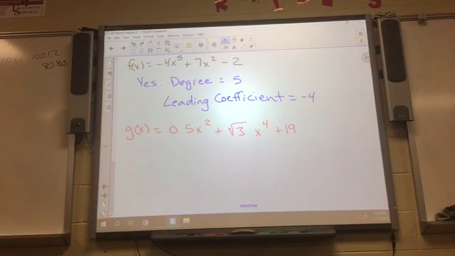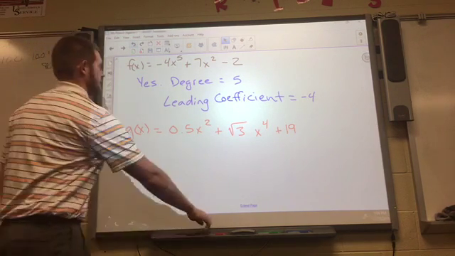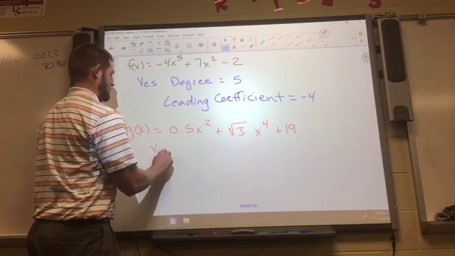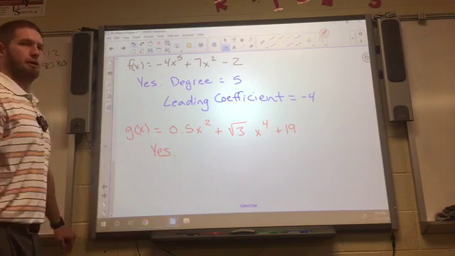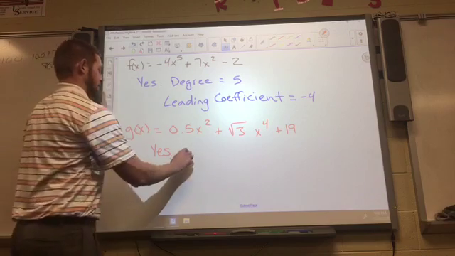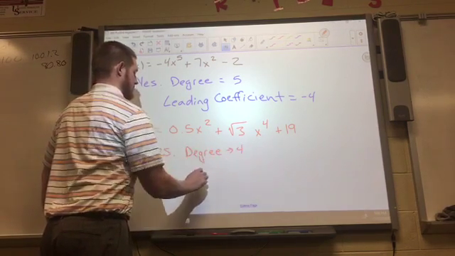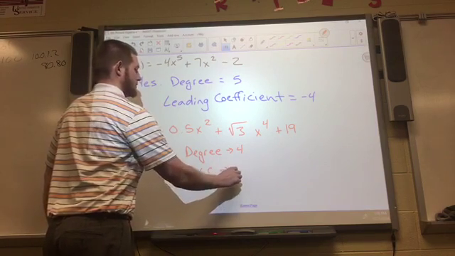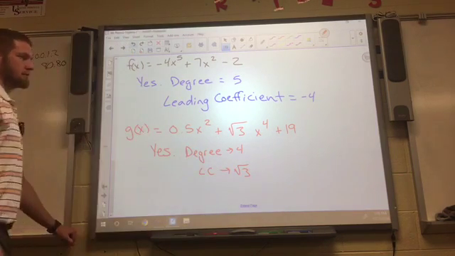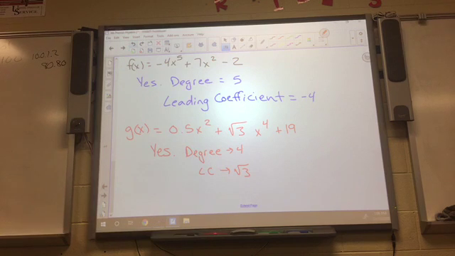So don't let a square root there trick you. Is there anything goofy with the exponents? No. So we're probably okay. This is a polynomial of what degree? Degree is 4. Leading coefficient? Square root of 3. So to be able to find the degree and leading coefficient, do you have to put it in standard form? No, not necessary.